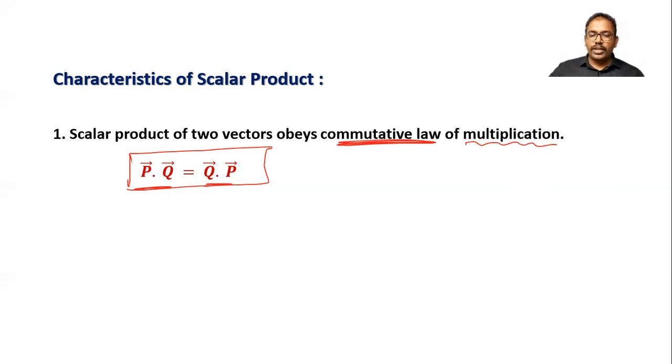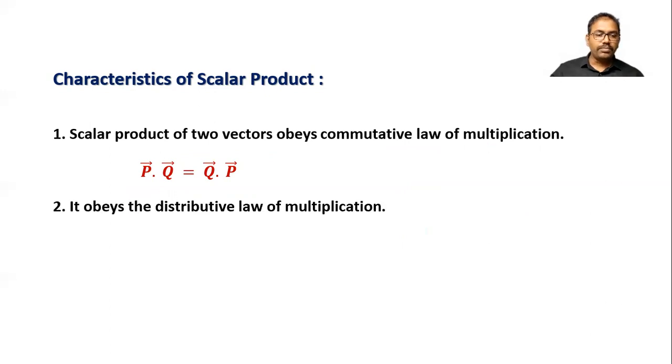You can prove the commutative law by considering p bar dot q bar, equation 1, and q bar dot p bar, equation 2, and they come out the same. So scalar product obeys the commutative law of multiplication.